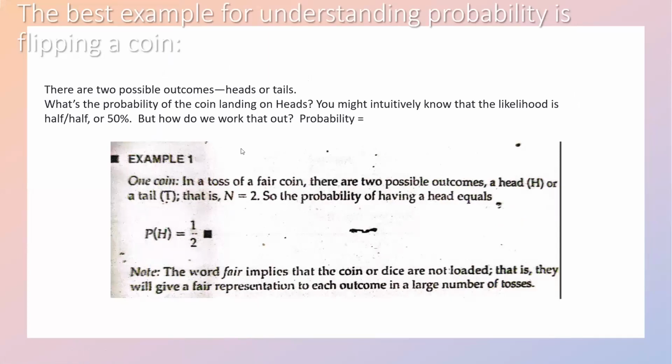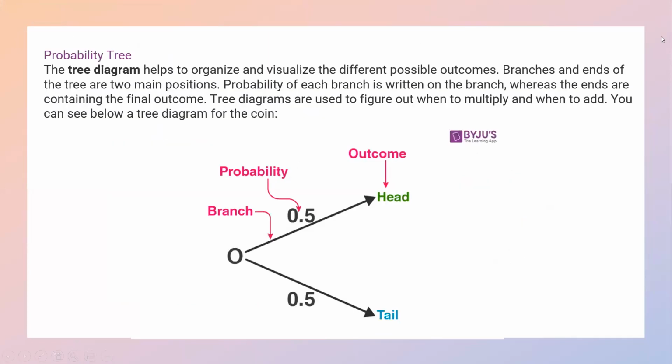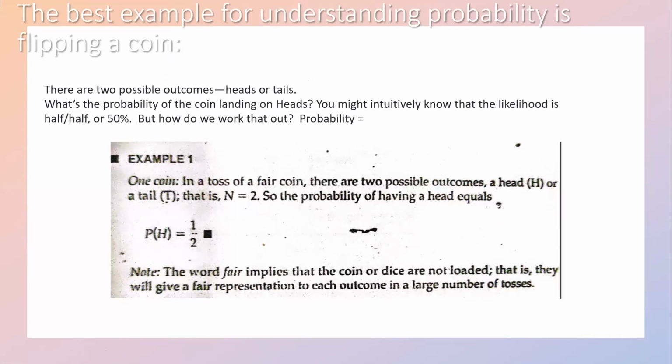So the best example for understanding the probability with the simplest example is the flipping of the coin. So whenever we are using a coin, there are two possibilities and there are two outcomes. Either it's a heads or a tails. So what's the probability of a coin landing on heads? When we are thinking about the probability, then one thing comes in our mind that there's a half chance of having heads and half chance of having tails.